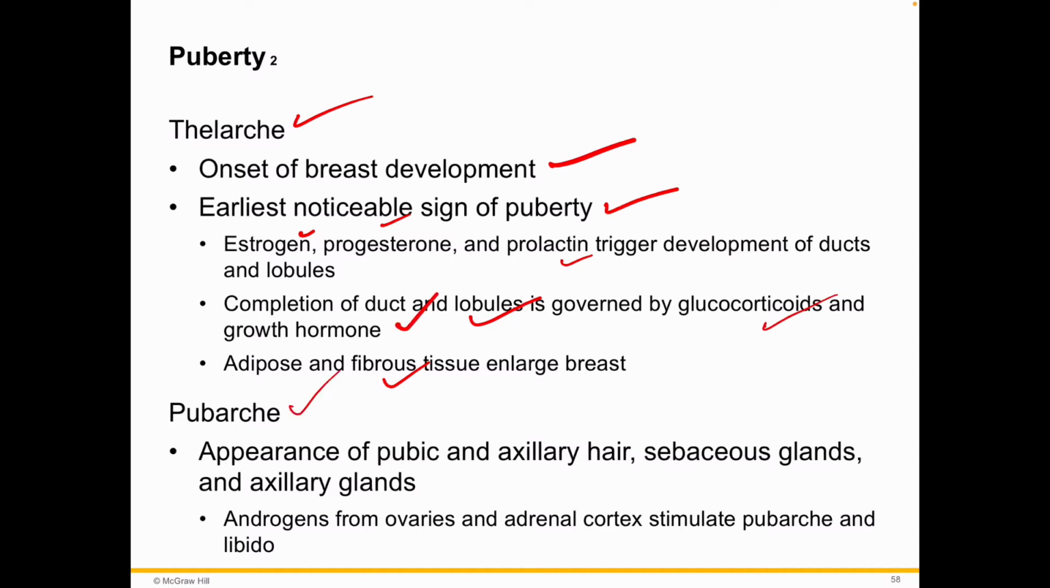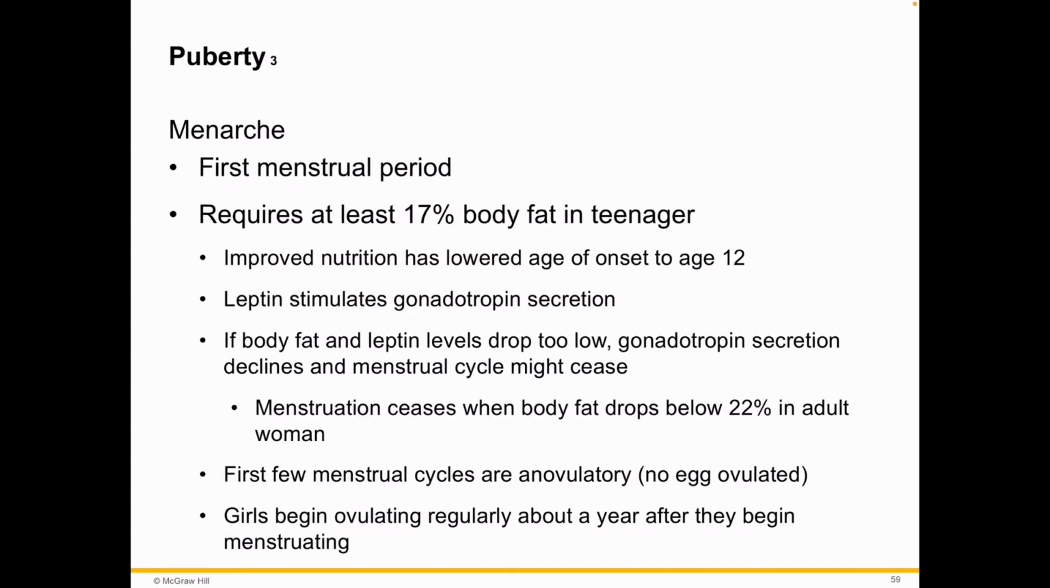Pubarche is the appearance of the pubic hair and the axillary or armpit hair, and sebaceous glands, right? Oily, the stinky glands, some people say, if they have a smell to them. Then, of course, the axillary glands in the armpits. Androgens from the ovaries and the adrenal cortex are going to stimulate pubarche and libido to emerge. Menarche is the first menstrual period.